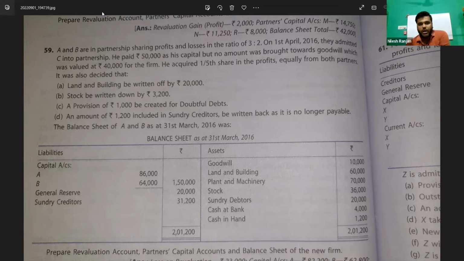A and B are in partnership, sharing profit and losses in the ratio of 3:2. So their old profit sharing ratio is given. On 1st April 2016, they admitted C into partnership. He paid 50,000 as his capital, but no amount was brought towards goodwill. Can you tell me the accounting treatment in this case? If new partner not brought his goodwill, anyone?